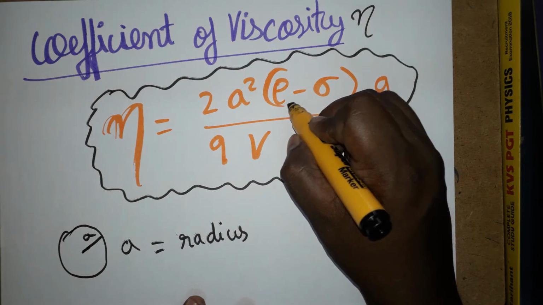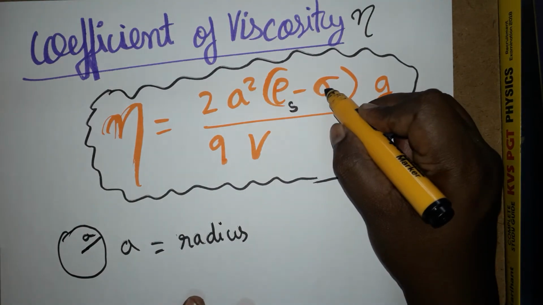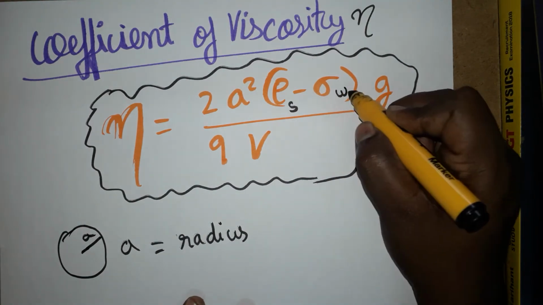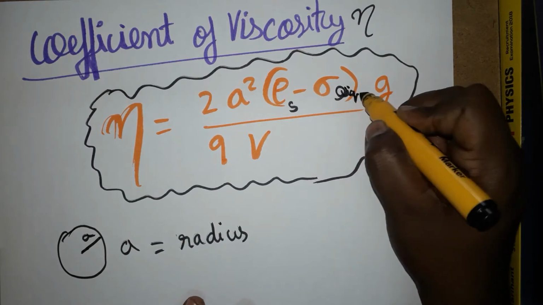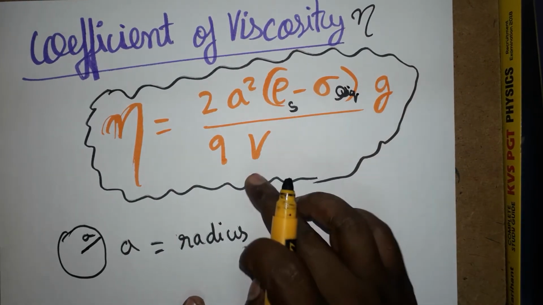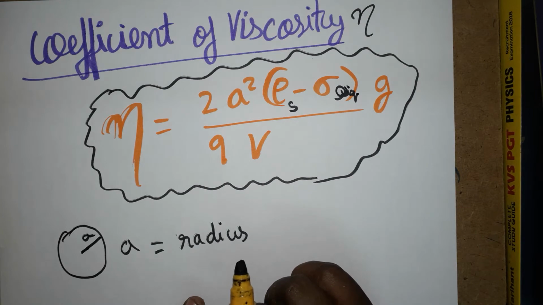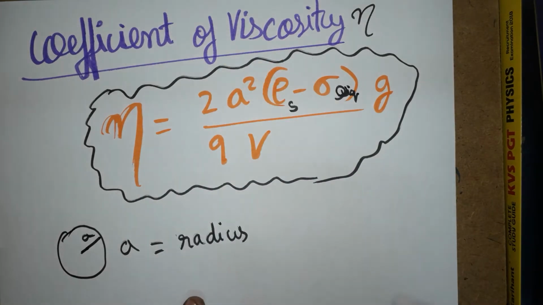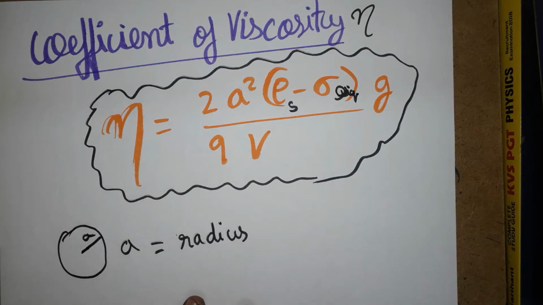Rho is the density of the sphere ball, and sigma is the density of the water or liquid for which we are going to find the coefficient of viscosity. G is gravity, V is the velocity of the ball which is moving. This is the equation we are going to derive using Stokes' formula.